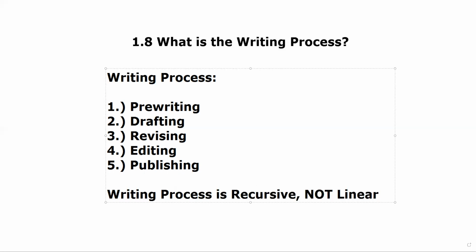Linear speaks to a straight line. We move from one stage to the next and we never go back. Recursive speaks to a more circular process by which we may revisit steps in the writing process as necessary to produce the most competent, effective piece of writing that we can.